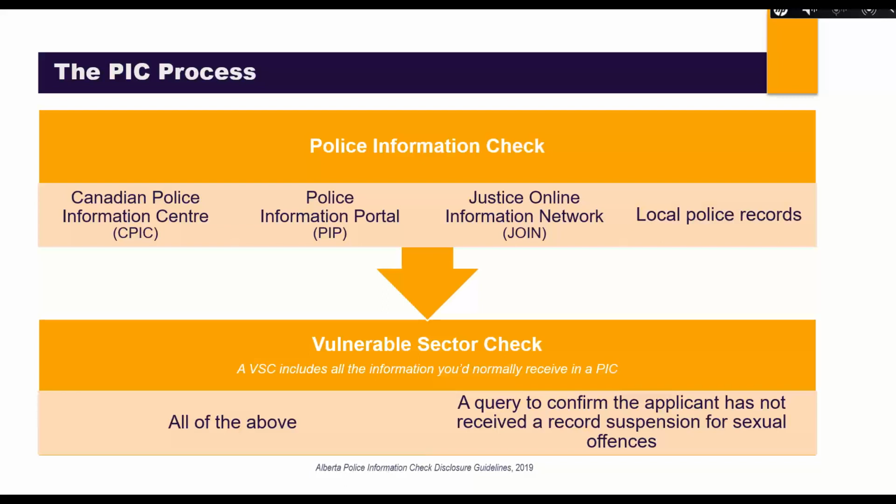Beyond the regular police information checks, you can also request a vulnerable sector check of the police service. A VSC is done in addition to a PIC, and it's not a separate document or process. VSCs are meant to only be performed when an individual would be in a position of trust and authority of that vulnerable person. So those definitions really come into play. The main difference in a vulnerable sector check is that it will access the above databases to provide the information in a normal PIC, but it will also confirm if the applicant has not received a record suspension for sexual offenses as well.